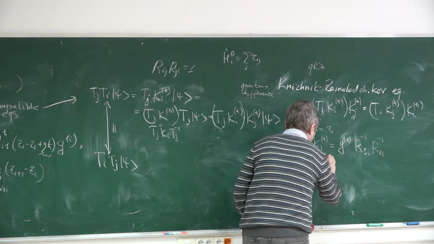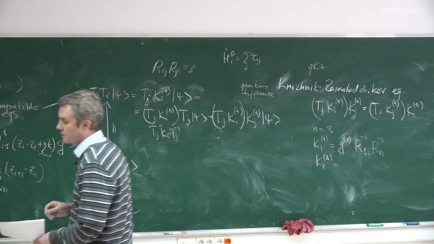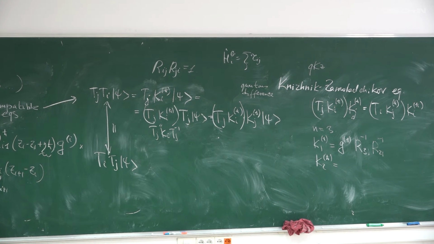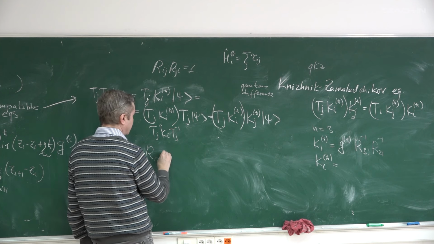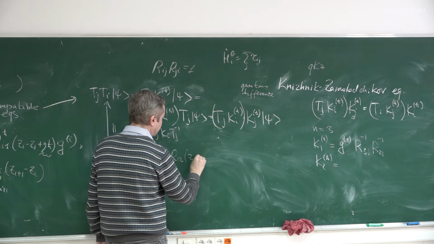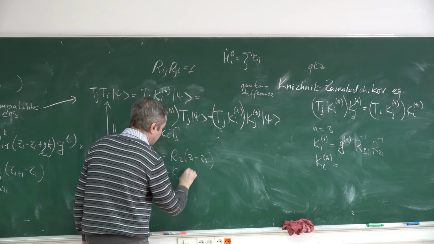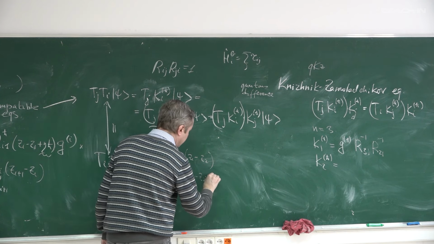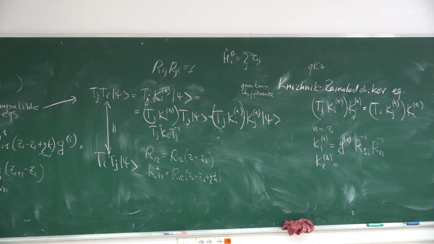Then K2. And in the short notation, I should mark somehow if our matrix is shifted, with this shift of argument. Let me just call it R plus. So if I write R12, I mean R12 of Z1 minus Z2. And if I write R plus 12, I mean R12 of Z1 minus Z2 plus eta H. This is just a definition of plus.